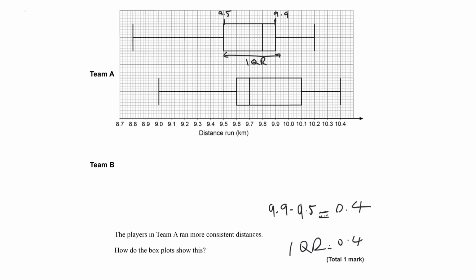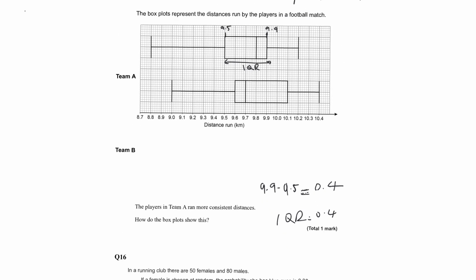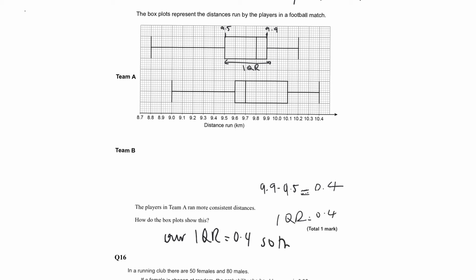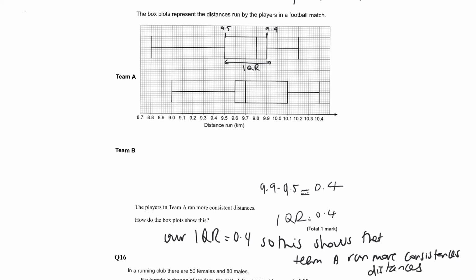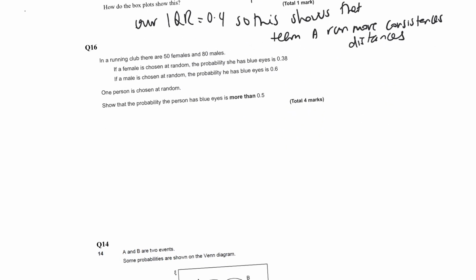And 0.4 is really small. So if your range is smaller, that means it's more consistent. If you had a bigger range, that means you had more variety and it's less consistent. So our IQR is 0.4. So this shows that Team A ran more consistent distances, meaning that the distances that each player ran were more similar. Okay. Then moving on to the next question.